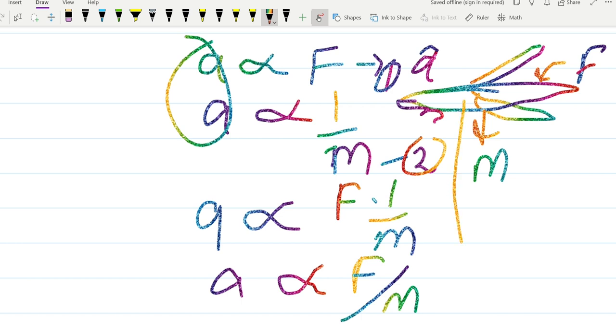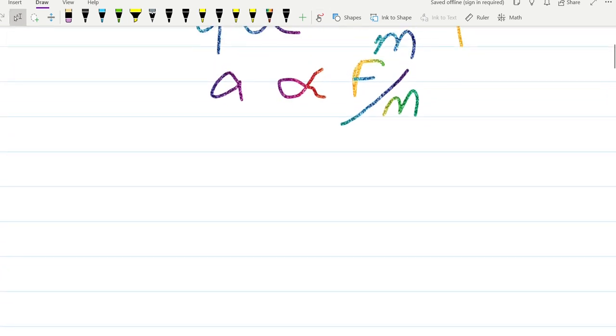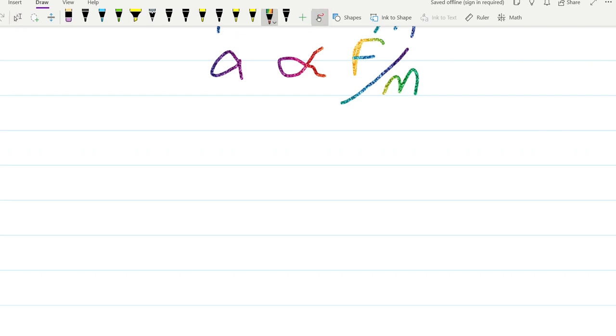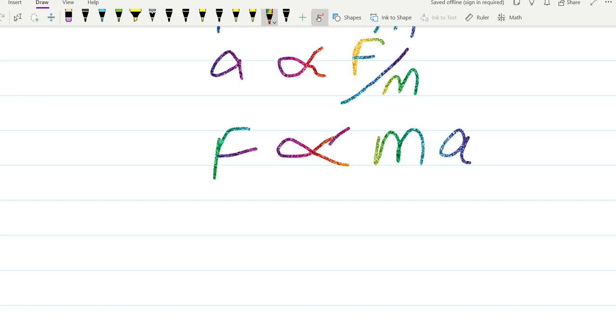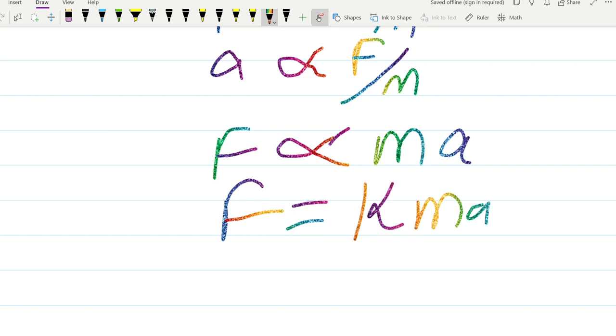So now I will solve, and so here this divide will be multiplied here. Okay, then force is directly proportional to ma. Then if we wipe out this proportionality, there will be some certain constant. Okay, k m a. So this is a spring or any other constant. Okay, k is. So Newton's second law has been proved.